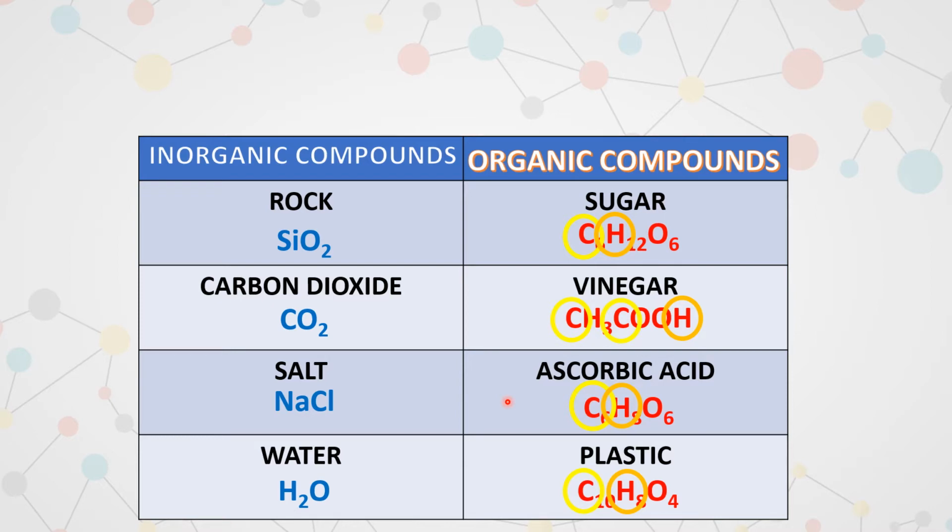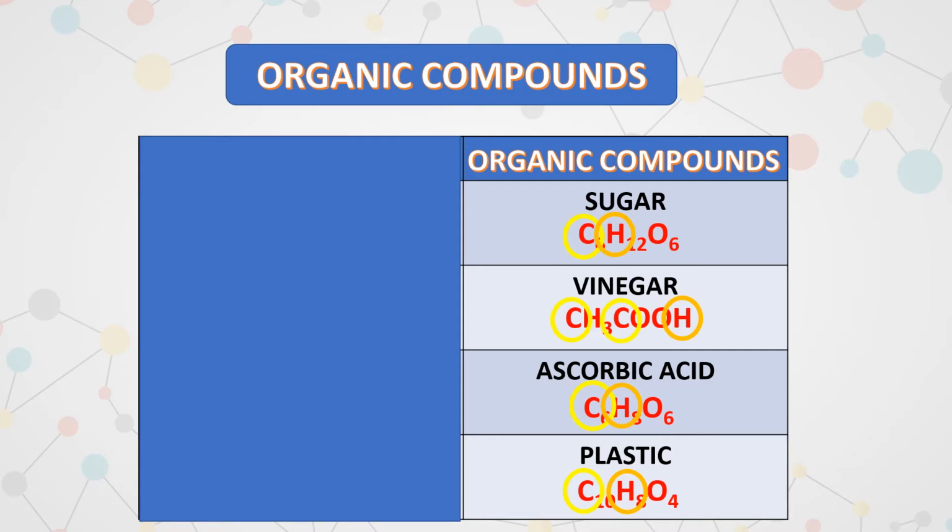So, not all compounds which contain carbon are considered to be organic compounds. Aside from carbon, it should have hydrogen as well to say that a compound is considered to be an organic compound. So our main focus for this day is all about organic compounds. So what are organic compounds?